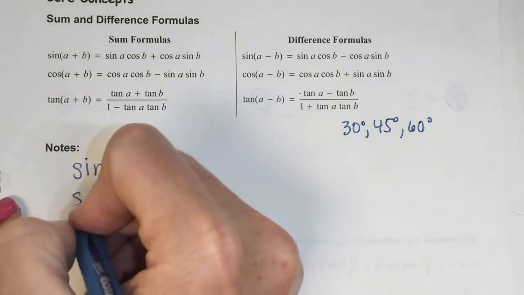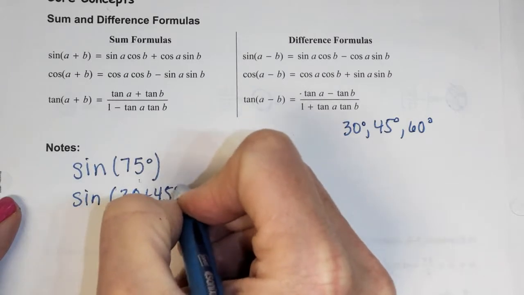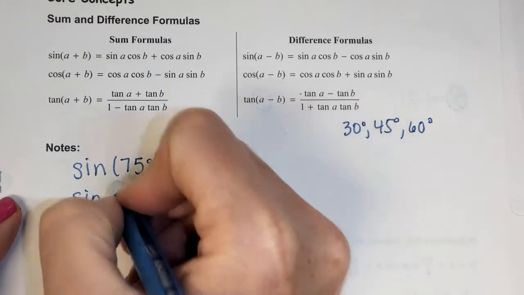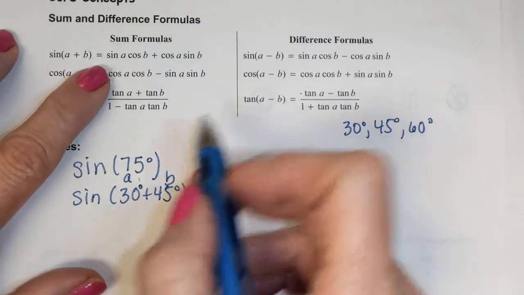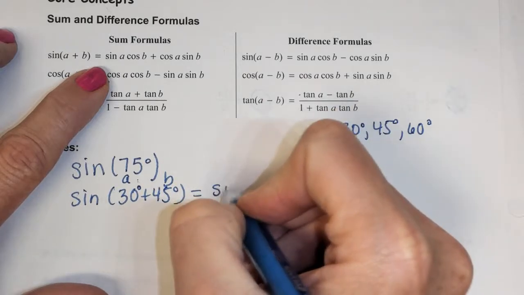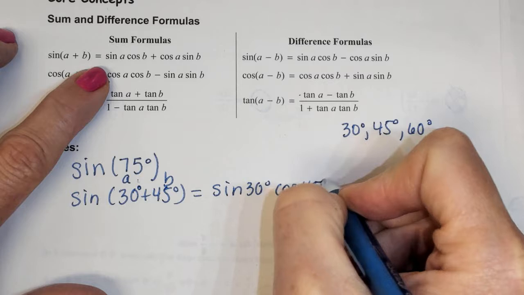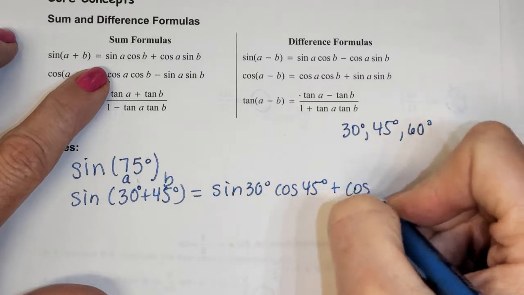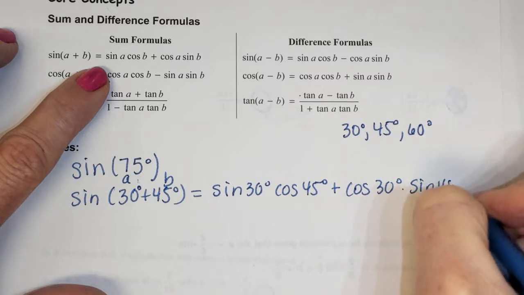Yeah, go ahead, Natalia. Right. So I can just write it like this. So here's my A, here's my B. I'm just going to use my formula. So here's my formula right here. I'm going to have to do the sine of 30, the cosine of 45, plus the cosine of 30 times the sine of 45.